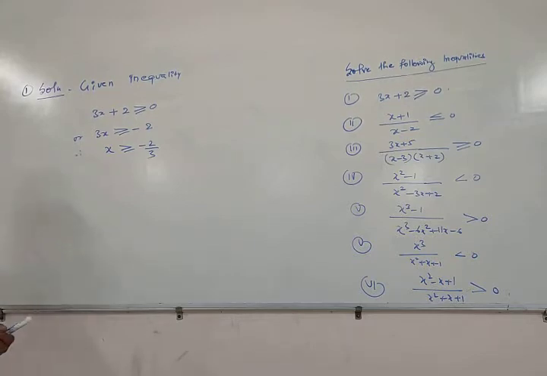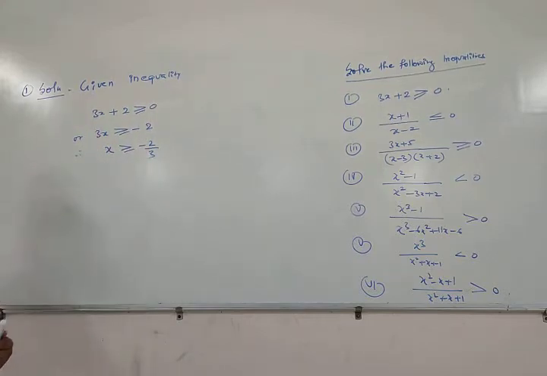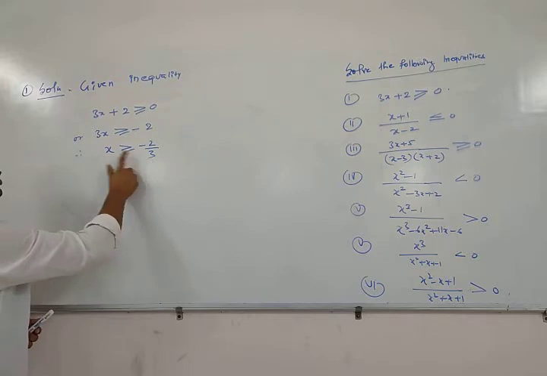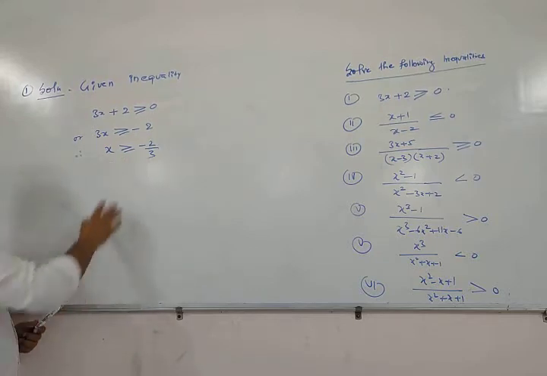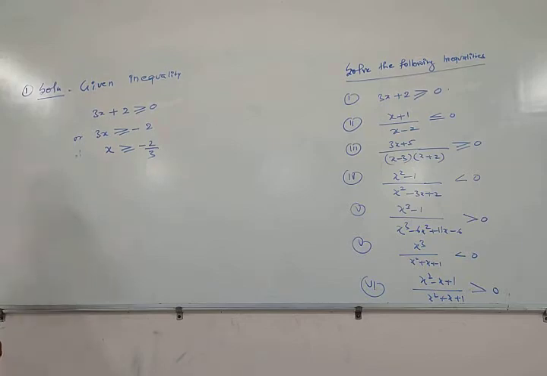So here is a point to remember: if we multiply or divide by a negative number on both sides of the inequality, the sign of inequality changes. Here we divide this inequality by 3 and 3 is positive, so the inequality does not change. So here is the solution, but we can write it in interval form.